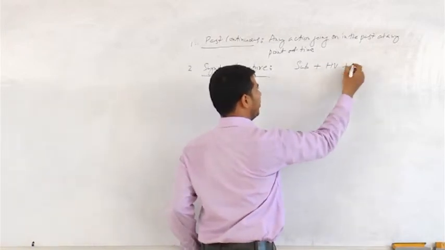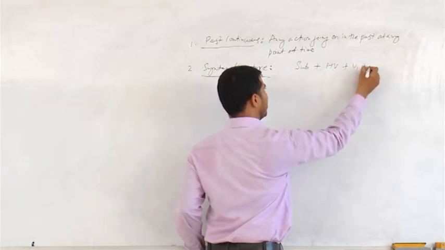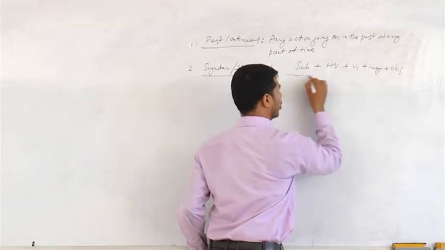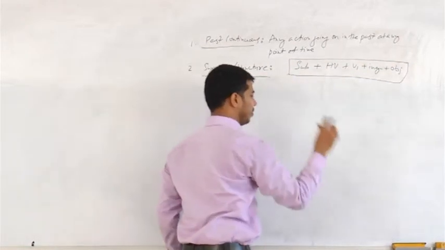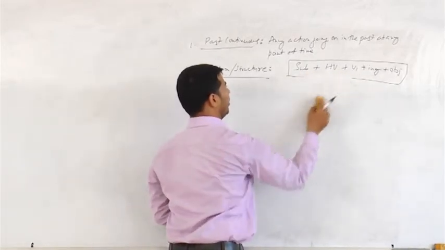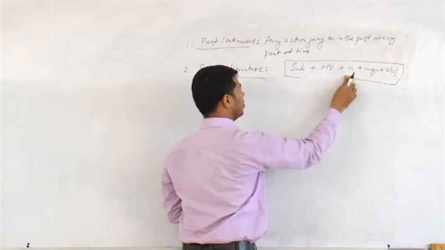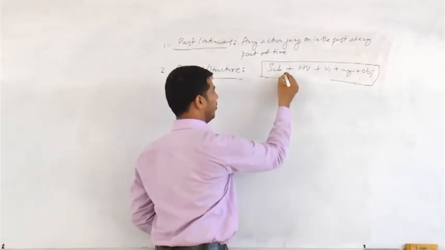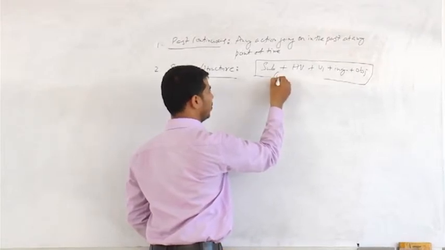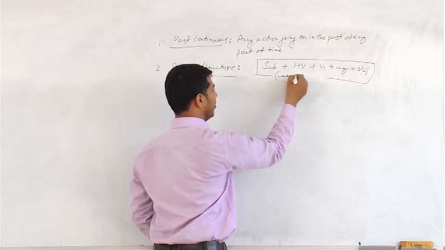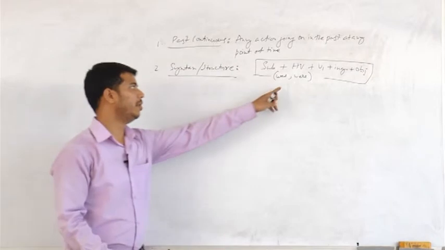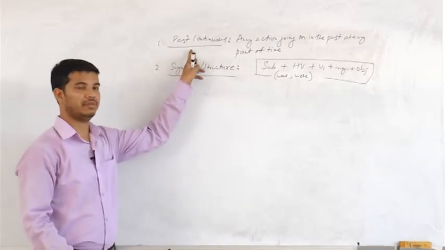Subject plus helping verb plus, as it is continuous, V1 plus ing plus, if you want you can put an object or you can delete the object. It's your call purely. Now this is nothing but the syntax or structure for past continuous. And coming to helping verbs, let us see what kind of helping verbs we make use of here. We make use of was, were. These are the helping verbs we take in past continuous.